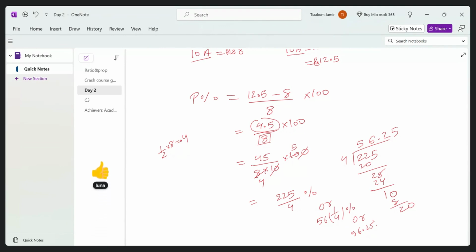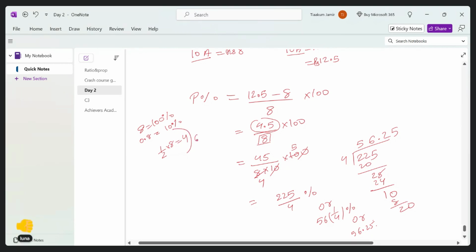But again, let's check 60%. If we assume 8 is 100%, then 0.8 becomes 10%. 60% means 6 times 0.8, which is 4.8. Now 4.5 is less than 4.8. That means it will definitely be less than 60%, but more than 50%, so the answer is between 50 and 60.